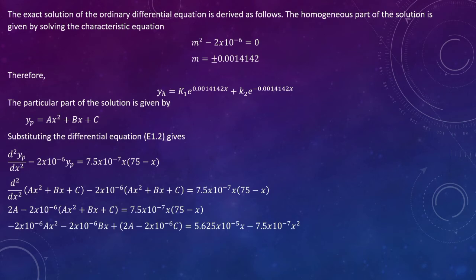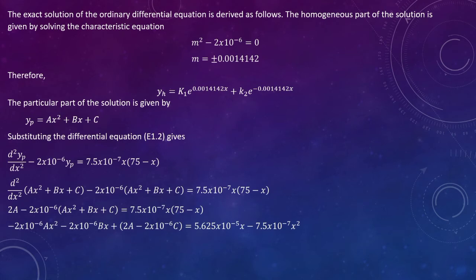The particular part of the solution is given by y sub p is equals to ax squared plus bx plus c. Substituting the differential equation gives d squared y sub p over dx squared minus 2 times 10 raised to the power of negative 6 y sub p equals 7.5 times 10 raised to the power of negative 7 x times the quantity of 75 minus x. So, next is substitute na nato ang value sa y sub p.